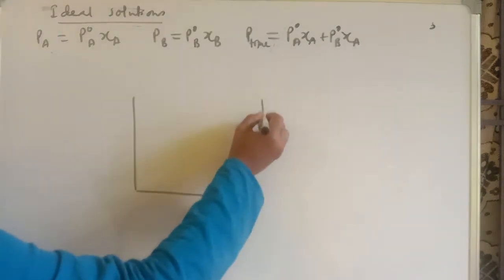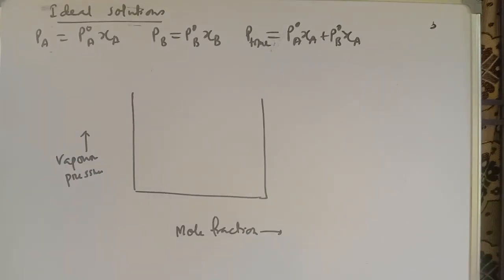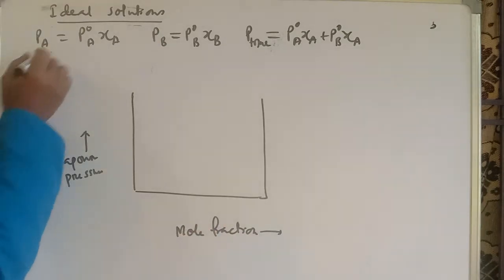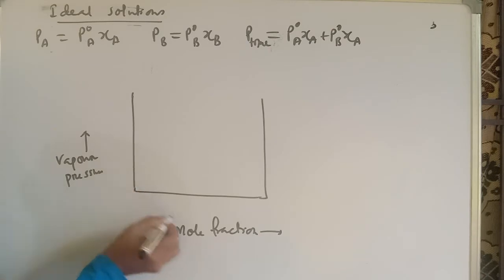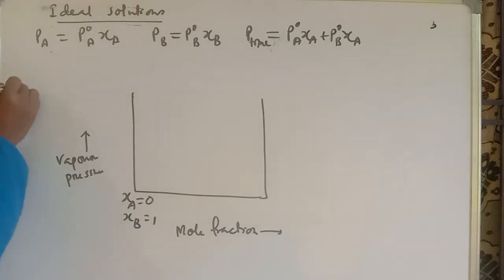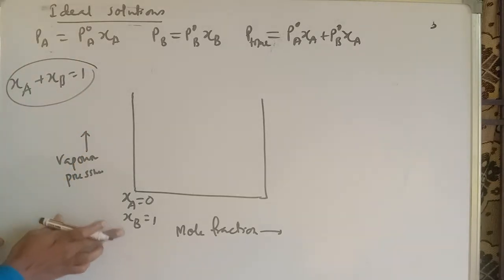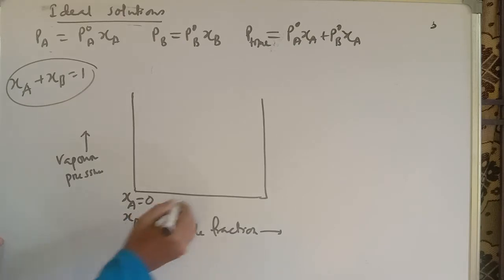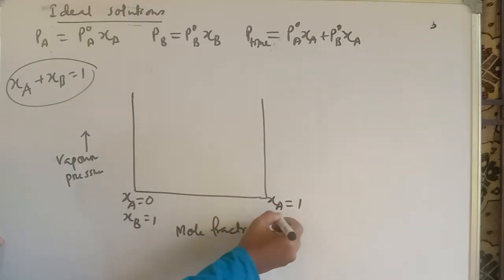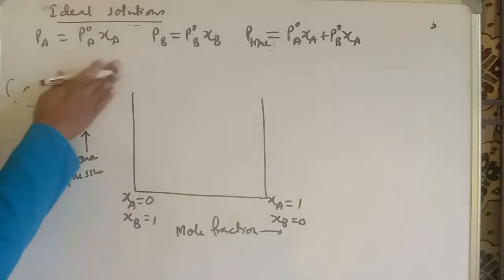In this diagram, along the y-axis we have taken vapor pressure, and along the x-axis we have taken mole fraction. Two components are there, A and B. At this point, mole fraction XA equals 0, the origin, so XB equals 1. This is because we already know XA plus XB always equals 1. Here XA equals 1 and XB equals 0. Again, XA plus XB equals 1.